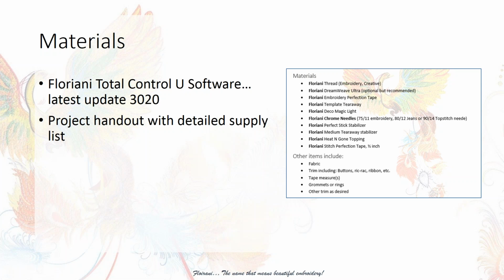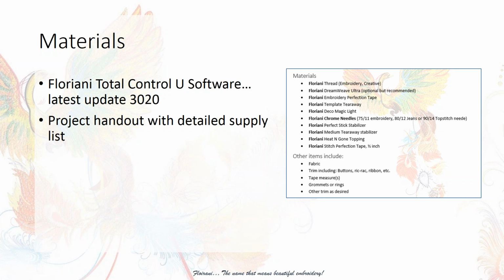You will need your Floriani chrome needles. The 7511 is our embroidery needle. But for this project, I actually embroidered directly through the Deco Magic, and so I used the heavier needle. I used the 9014 top stitch needle. We have a new needle, the 8012 jeans needle, and I used that for the final construction of my project.